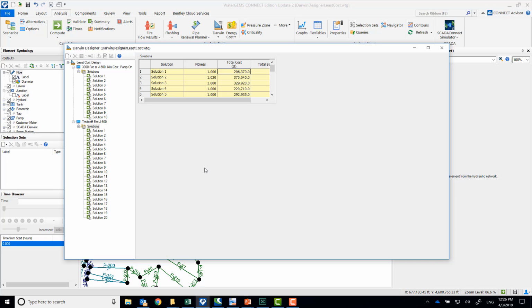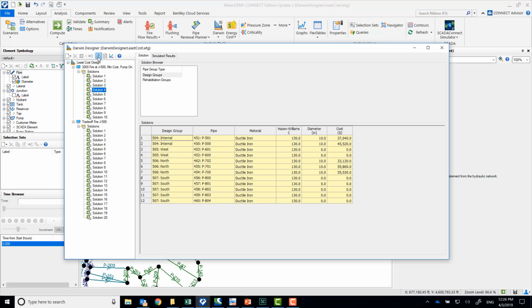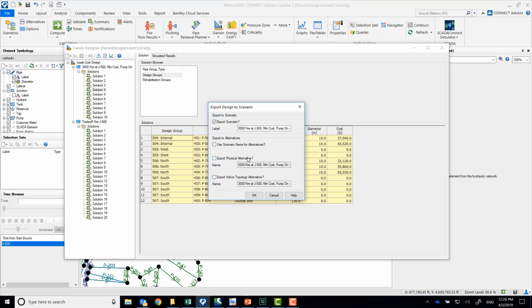So all those detailed hydraulics of the entire system you get to play with after you export the results as a scenario. And what gets exported here, which is important to remember, is the physical alternative, basically telling you pipe diameters, and active topology, basically telling you which of the pipes that were optional are not going to be part of this one alternative. Okay?